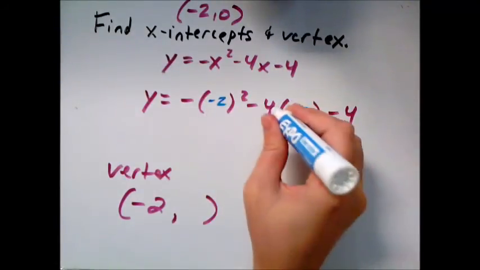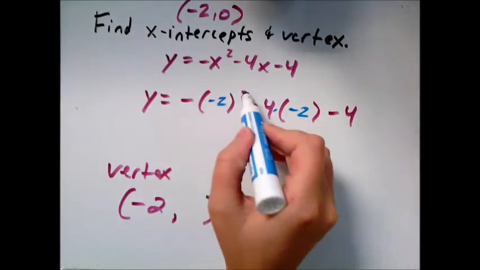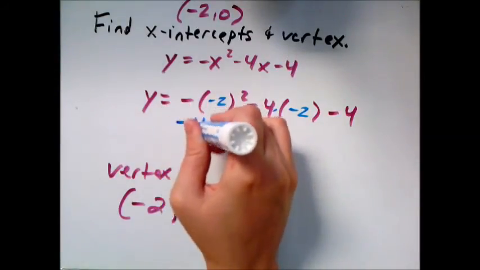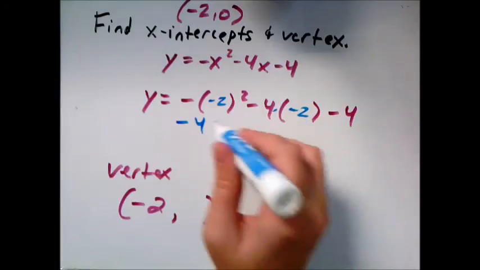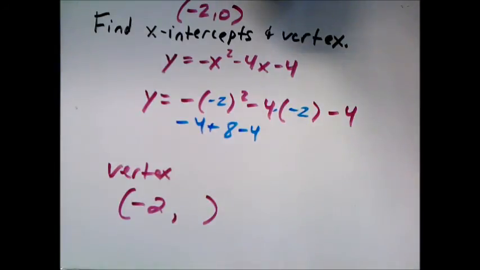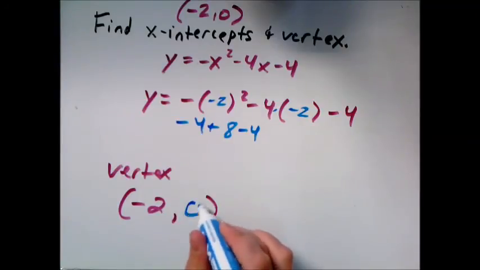I'm really careful about order of operations. So (-2) squared is +4. So notice how that doesn't affect that front negative. And then this is -4 times -2, so plus 8, minus 4. And so you end up with -2, 0.